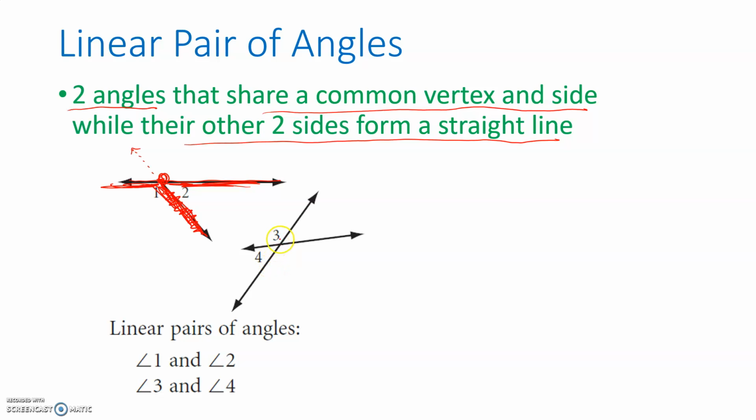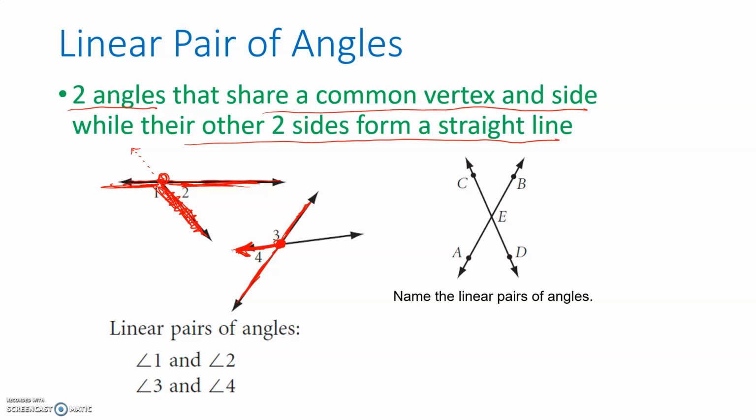Here's another example, 3 and 4. If I draw in angle 3, it has a vertex here, and those are its two sides. If I draw an angle 4, here's one of its sides, here's its vertex, the same as angle 3's vertex, and it shares this side here. So therefore, angles 3 and 4 are a linear pair of angles because they are two angles. They share this common vertex and this common side here, which is this ray, and these other two sides form a straight line of 180 degrees.